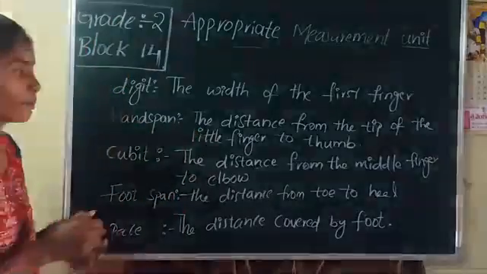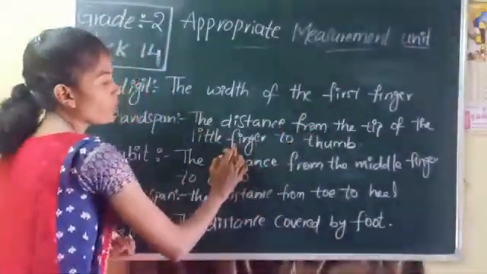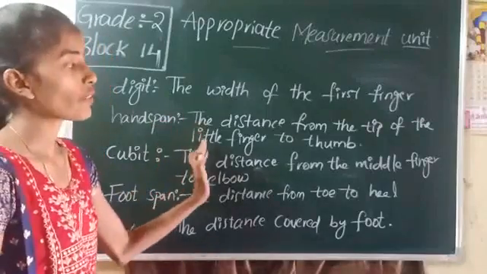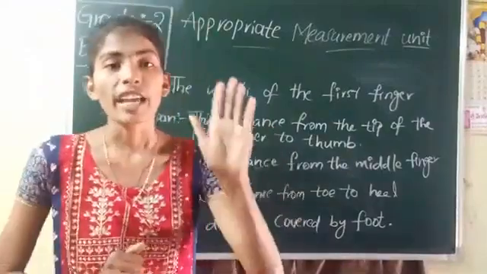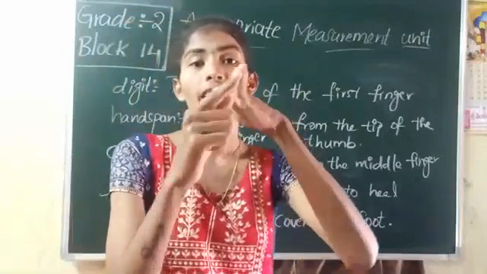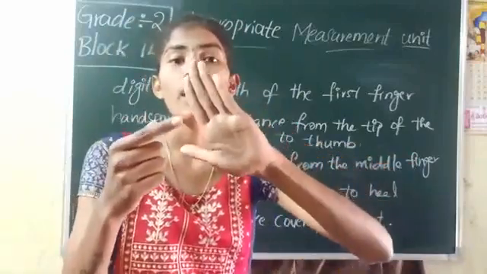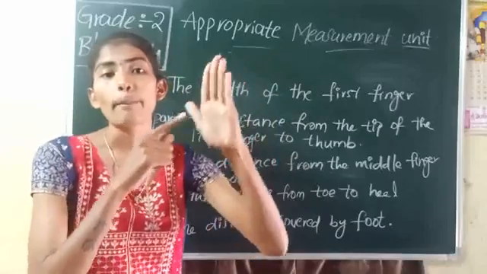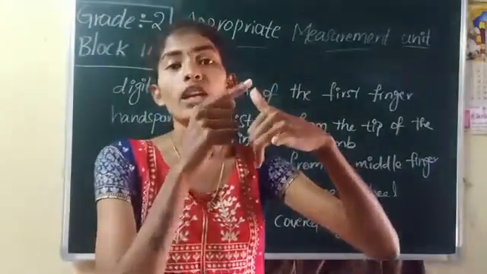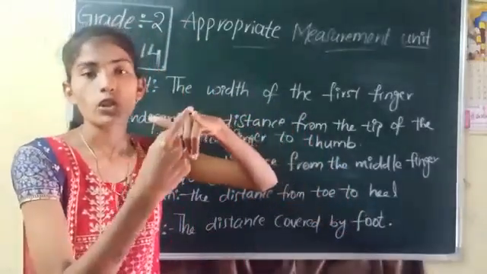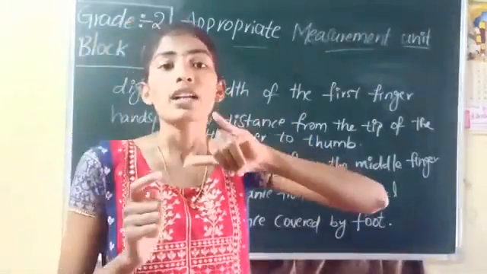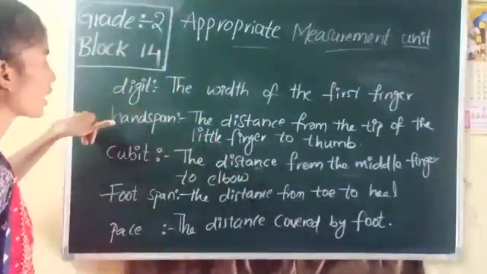Next, hand span. The distance from the tip of the little finger to the thumb. What is hand span, children? Can you find your little finger, everyone? Yes, the tip of the little finger. Here is your little finger. The distance from the tip of the little finger to the thumb, you can measure like this. This is called hand span. So like this also you can measure.